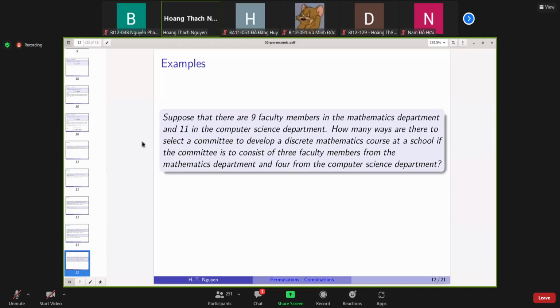Let me see if there are any messages in chat. Yeah, they're the same. That's the point of the slide.